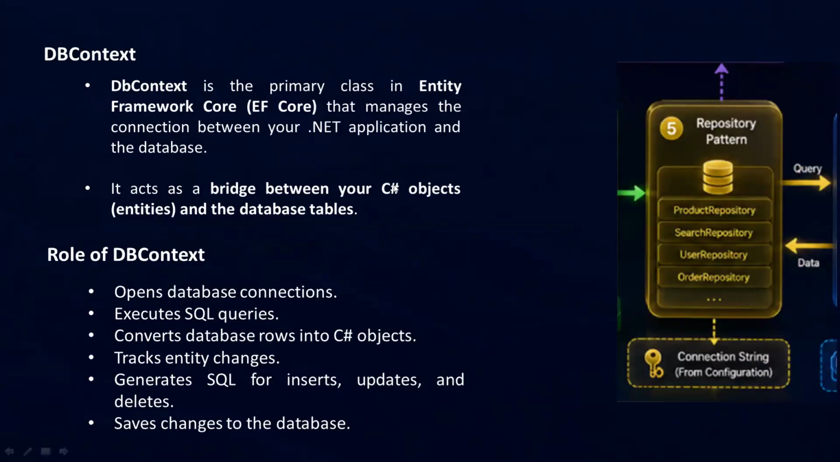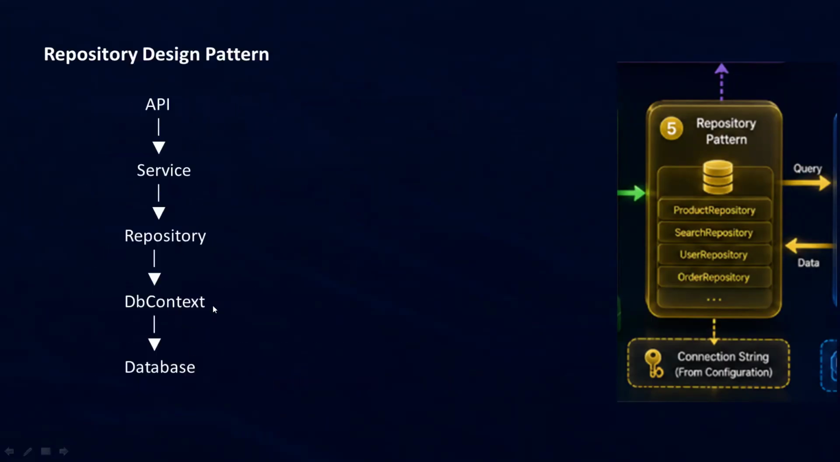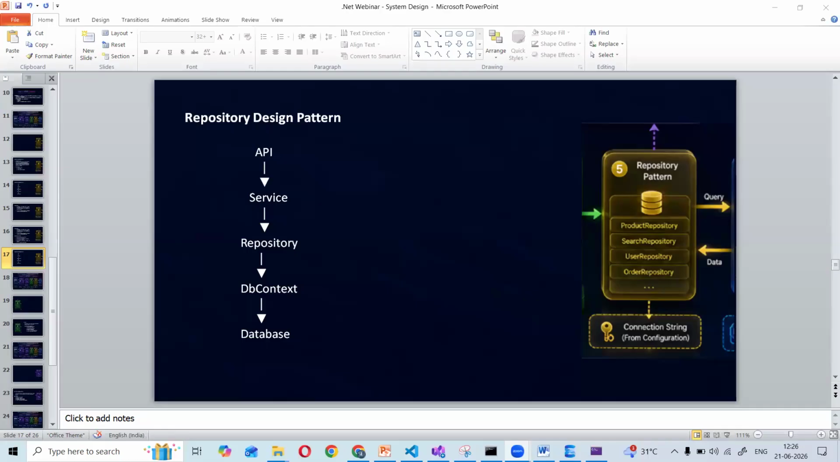So what is the role of the DbContext? Open the database connection, execute your SQL queries, convert database table rows to your C# objects, track entity changes, generate SQL insert, update, delete operations, and save changes. Next. DbContext is ready. Yes. Repository is ready. Repository DbContext is ready. Now we need to build the service. Okay. So DbContext is done.